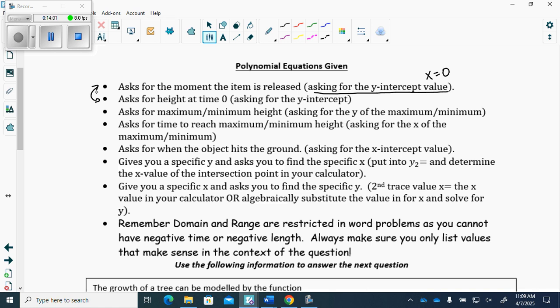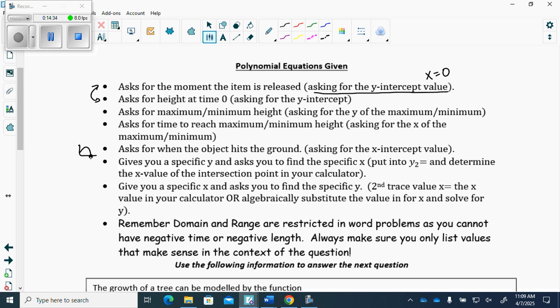Still time 0. If they ask for the maximum or minimum height, they're asking for the y of the maximum or minimum. If they ask for the time to reach max or minimum height, they're asking for the x of the max or minimum. You need to know if they're asking for the x or the y. If they ask for when the object hits the ground, they're asking you for the x-intercept value, the positive x-intercept value, right? So when it hits the ground, if it's like this, they're asking for this. So they're asking for when y equals 0.